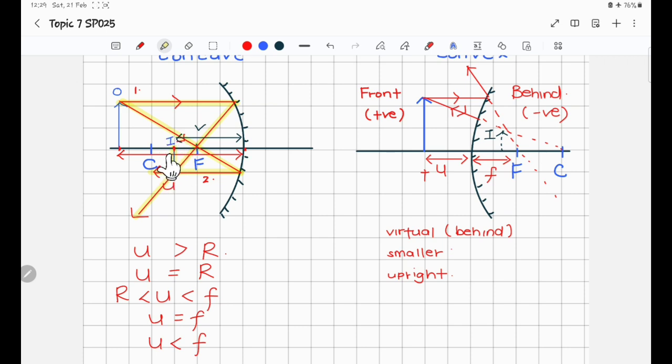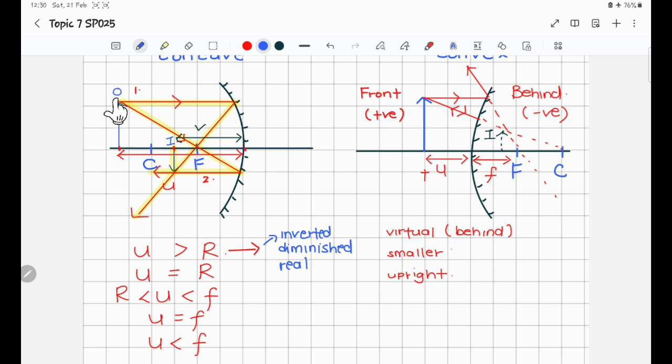Okay, so that's how we determine the position of the image and also the characteristics of the image, where in this case we have object O behind the center of curvature, as in this one, U is bigger than R, so the image produced here is inverted, diminished, and also real. What does it mean by inverted? Inverted means the other way around with respect to the object.